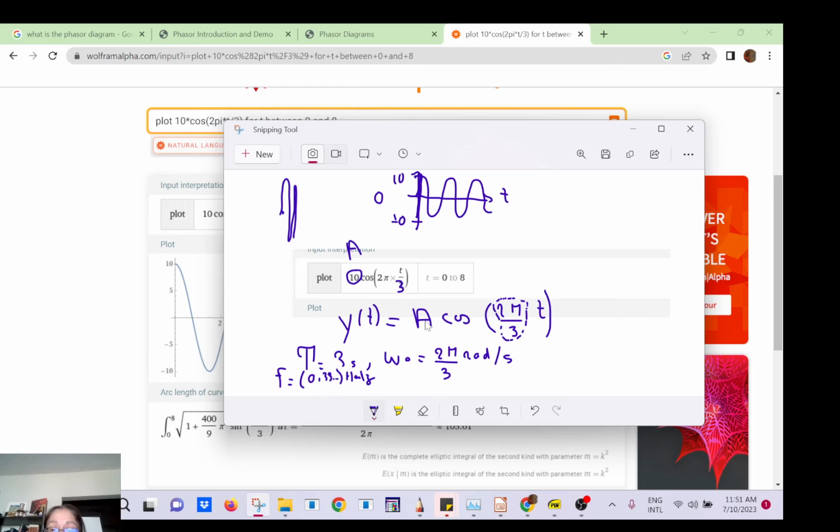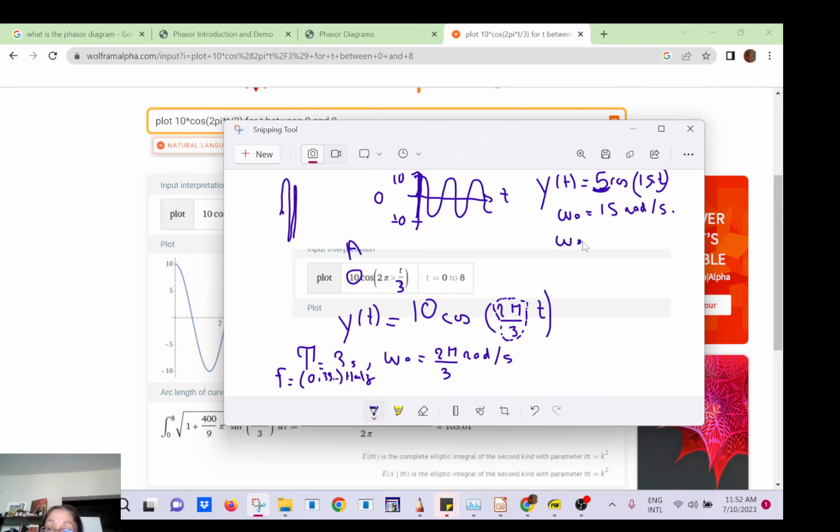And the amplitude here is 10. So if someone gives you a function, something like 5 cosine 15t, then you know that it has an amplitude of 5, and you know that omega 0 equals 15 rad per second.